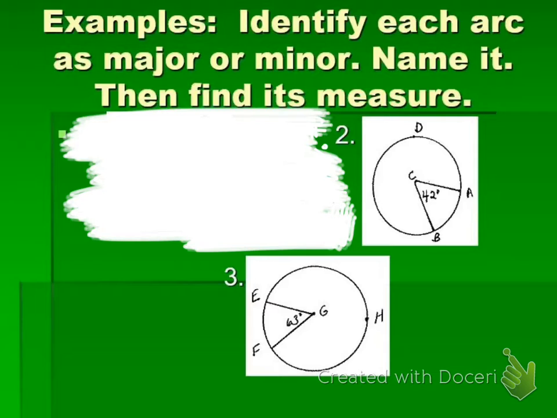All right, on number 2, we are going to need to first identify our minor arc. Who can raise their hand and tell me what points make up the minor arc? Jaden. AB. So our minor arc is arc AB. A minor arc only uses 2 letters. I need someone new to raise their hand and tell me what the measure of arc AB is.